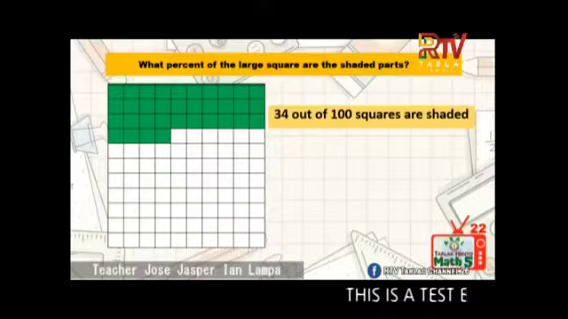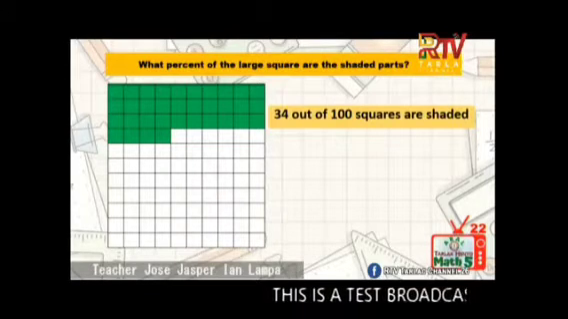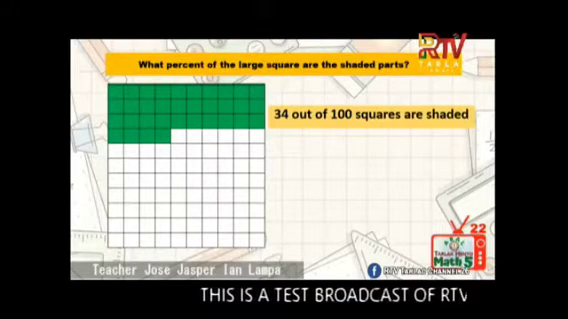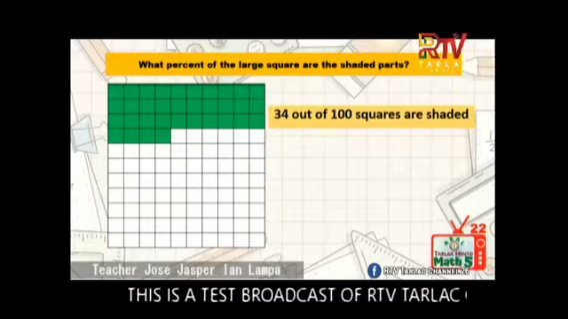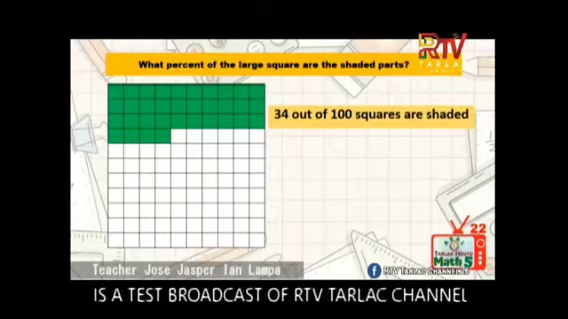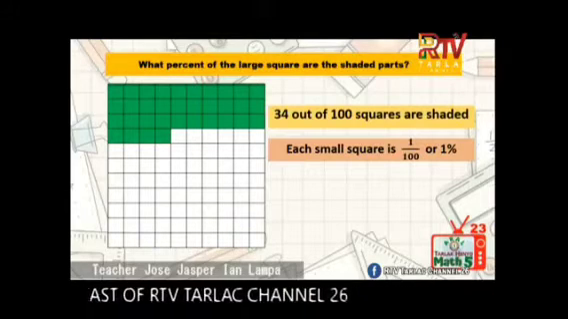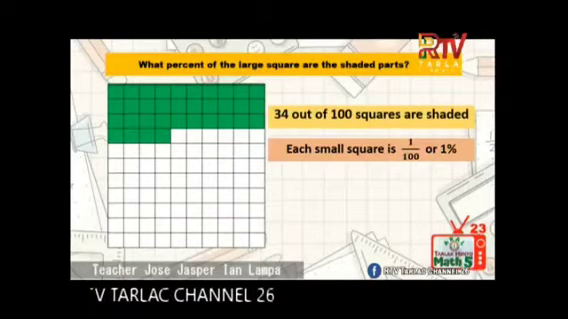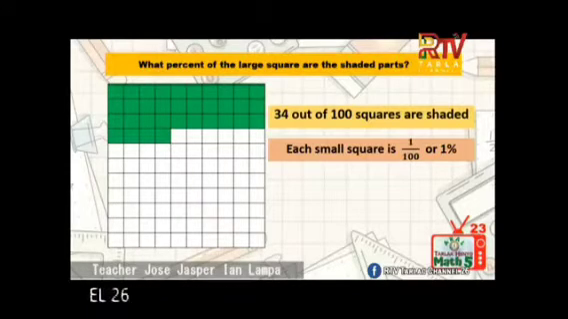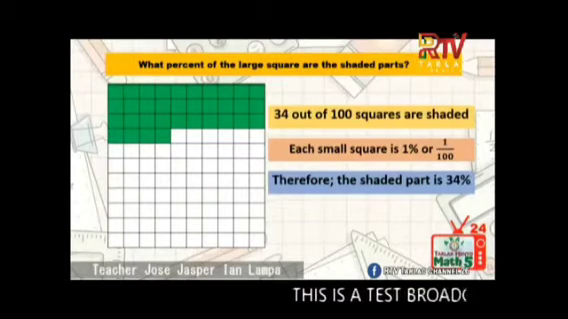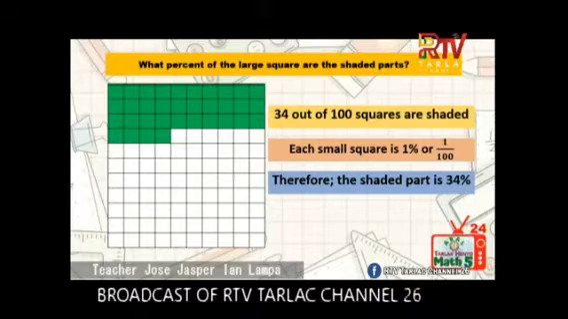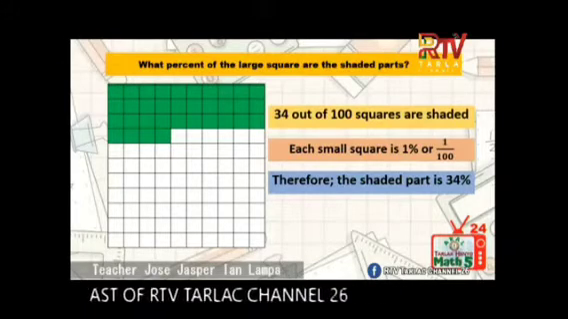34 out of 100 small squares are shaded. These represent those who passed the test. Now each of the smaller squares is 1 over 100, or 1% of the large square. Therefore, the shaded part is 34%. Easy, right? Let's move on to example number 2.